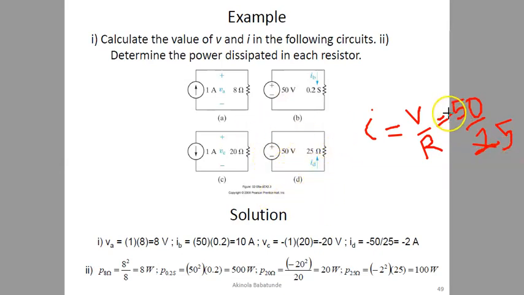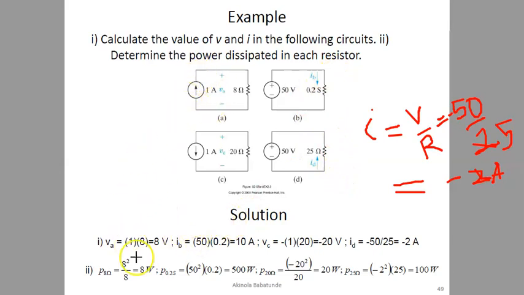That is why we have the negative here, and our I will therefore be equal to -2 amps. Okay, so that's how to find the voltage and the current for the four circuits. There's a second part of the question that says, determine the power dissipated in each resistor. How do we do that?